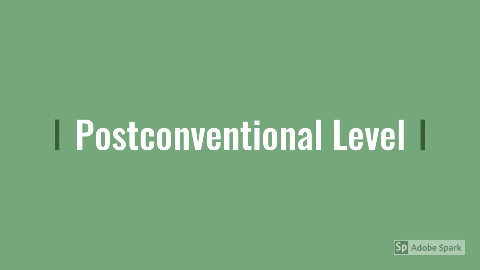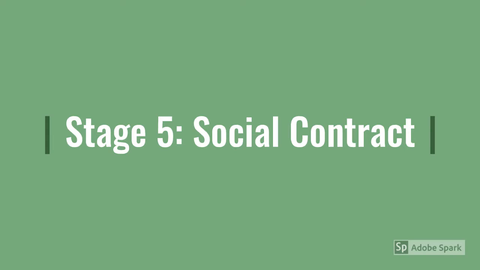The final level of Kohlberg's theory is the post-conventional level. This is also split up into two separate stages. The fifth stage is social contract. People at this stage of development focus on doing what is best for society as a whole and respecting individual rights. Civil disobedience would be endorsed by people in both stages of post-conventional morality.